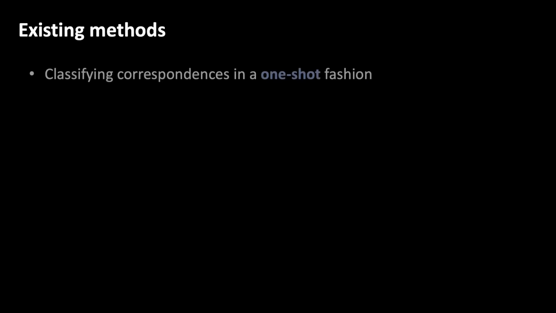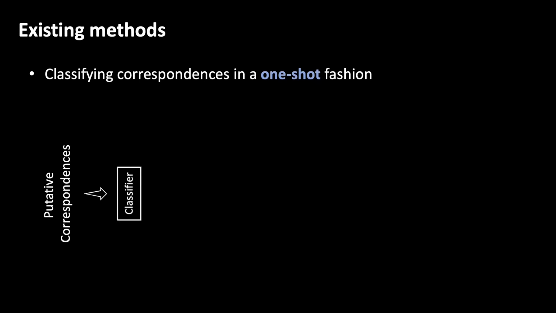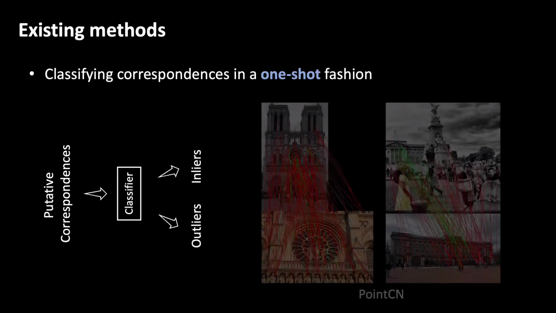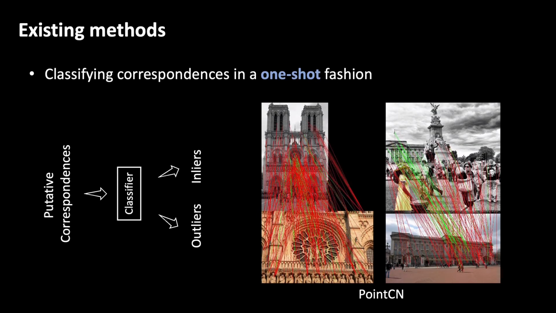Basically, existing learning-based methods cast the correspondence pruning as a binary classification problem. The putative correspondences are fed into a classifier, which classifies each correspondence into inlier or outlier in a one-shot fashion. Such methods like PointCN are not robust enough to outliers. As shown in the examples, lots of outliers are falsely preserved.